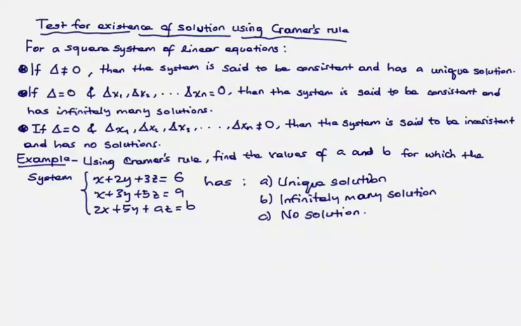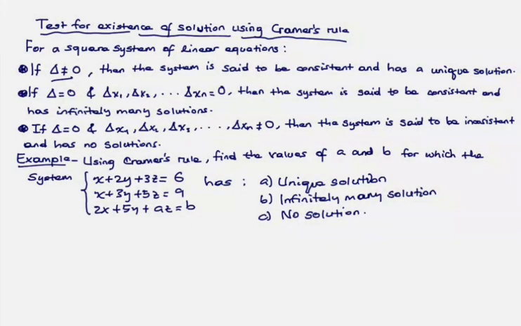አሁን የምናየው ክራመርስ ሩልን በመጠቀም አንድ ሲስተም ኦፍ ሊኒየር ኢኩዌሽን ሶሉሽን አለው ወይስ የለውም የሚለውን ነው ማለት ነው። ስለዚህ ይሄ ሁሉ ዲፔንድ የሚያደርገው on the determinant of the coefficient matrix ነው, which is delta ማለት ነው። ስለዚህ if delta is different from 0 then the system is said to be consistent and it has a unique solution.